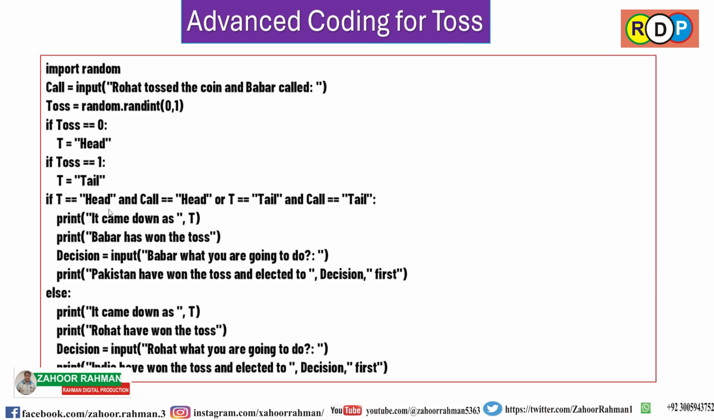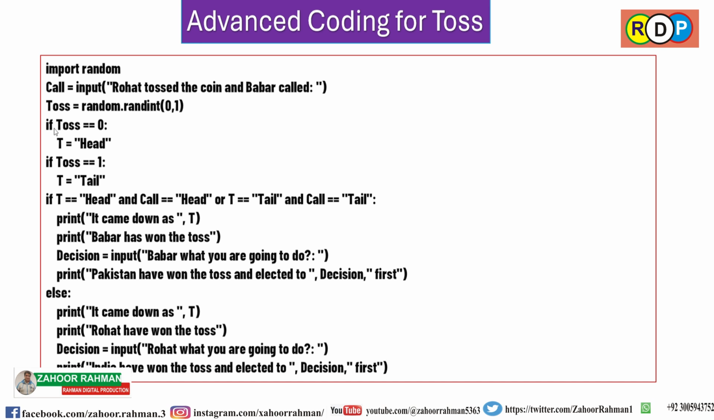So that was my promise to you, that we will make it more realistic and say that it came down as head or tail. So we use the if condition here, which is not nested if but if. Here first I am taking Rohit tossed the coin and Babar called. Now we have to store the result in toss, and that is random dot randint between 0 and 1. Through this statement, the computer will generate a number either 0 or 1.